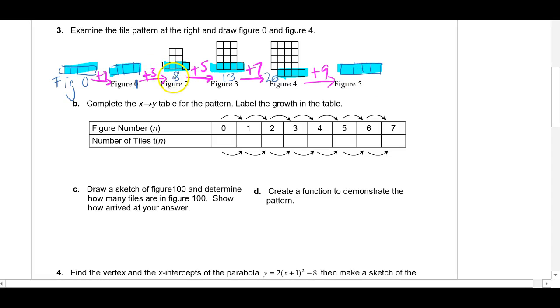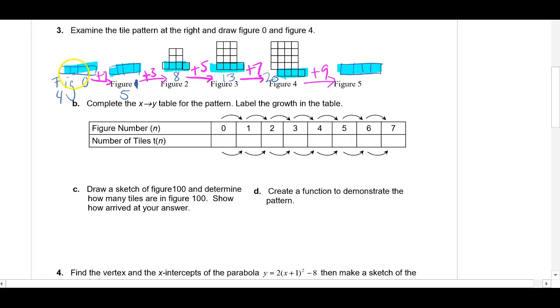Well, if this is plus 3, then what plus 3 equals 8? Well, that'd be 5 plus 3 equals 8. So that means figure 1 had 5. And then what plus 1 equals 4? Equals 5. That'd be 4. So that means figure 0 had 4 tiles.